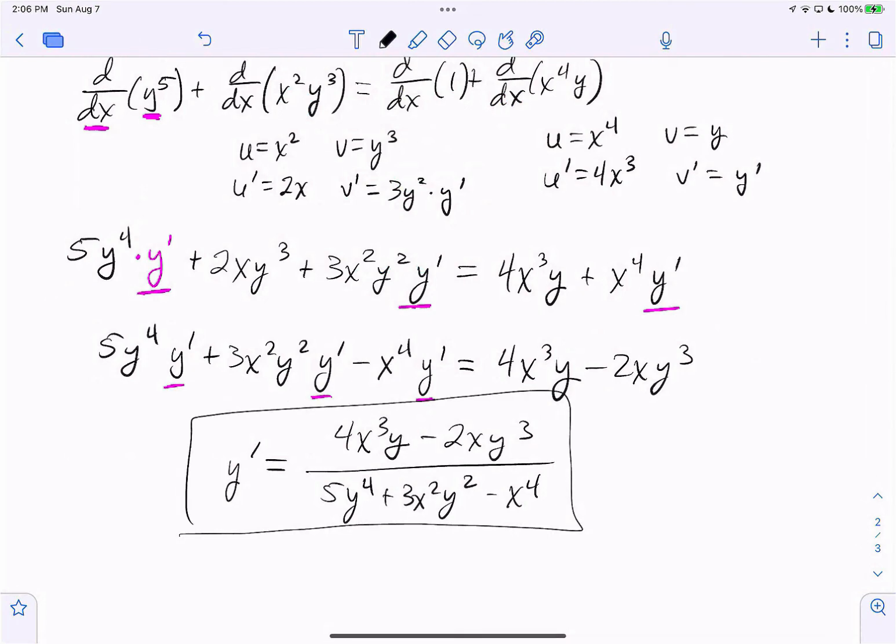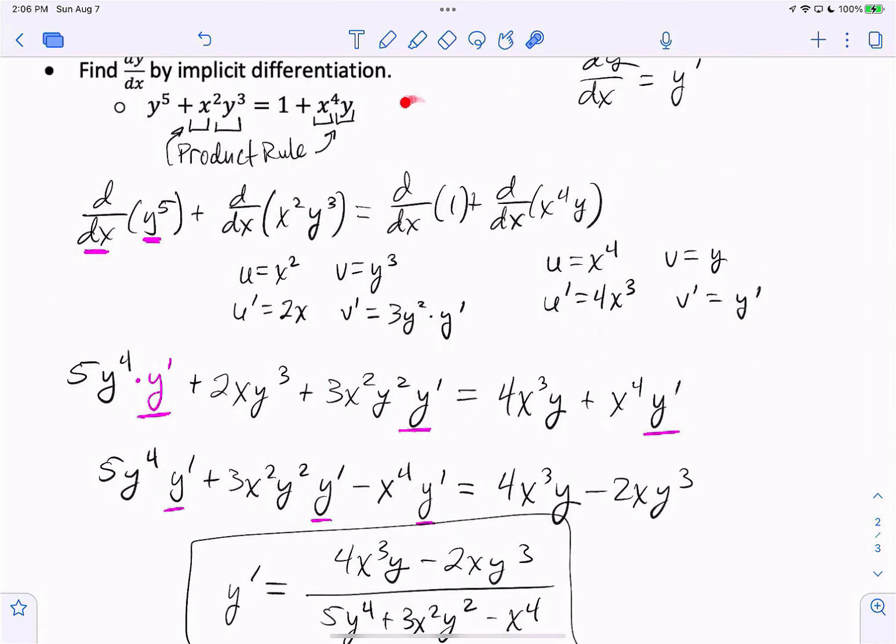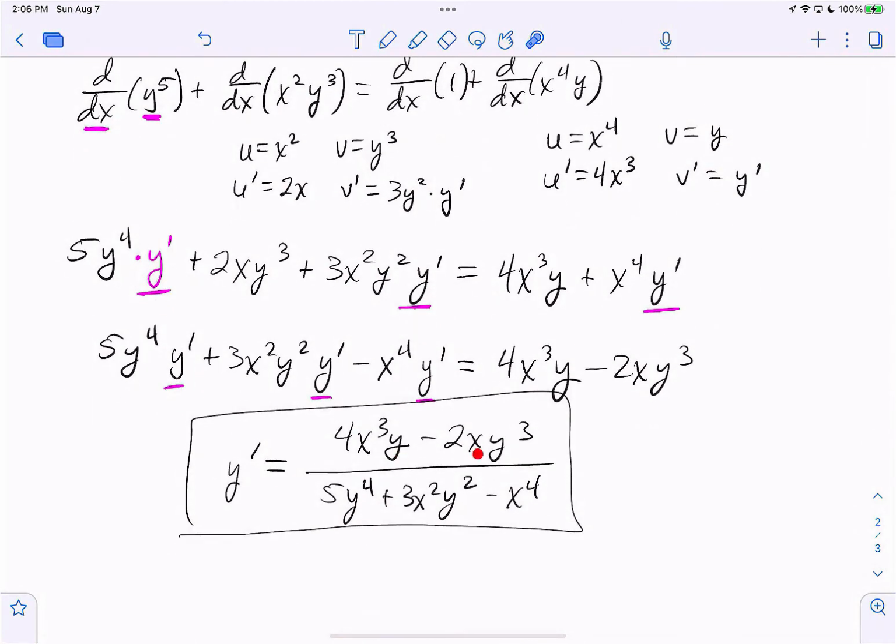Now I know we're not used to having a derivative that contains both x's and y's, but here's the idea. If I had a particular point on the curve, x and y, I can substitute in place of x and y and end up with a value for the slope, which is what we would be really after anyway.